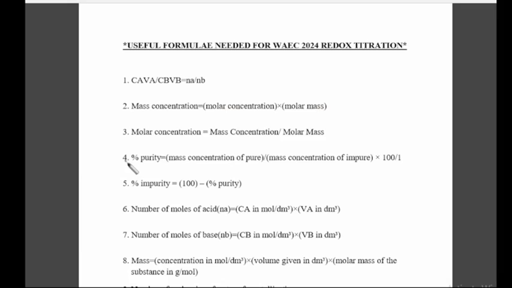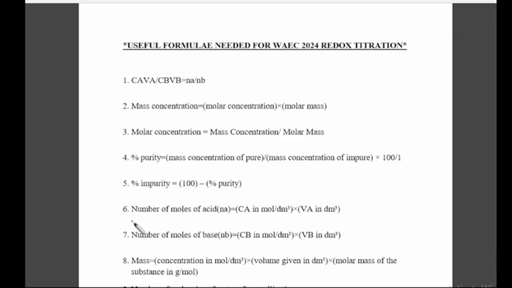And perhaps we are told to look for percentage purity. This is the formula for percentage purity, where we have percentage purity equals mass concentration of the pure substance divided by the mass concentration of the impure substance times 100 over 1. Since it is a percentage, we'll be working with 100 over 1. And if we are looking for the percentage impurity, after we must have gotten our percentage purity, that is going to be 100 minus the percentage purity. So whatever answer we get for our percentage purity subtracted from 100, which is the total percent, is going to be our percentage impurity.